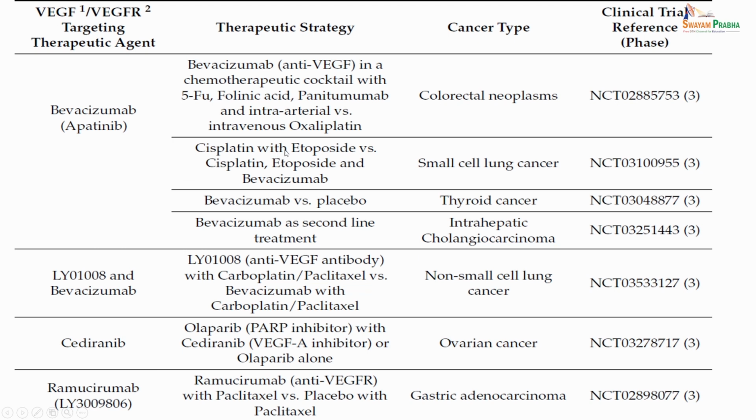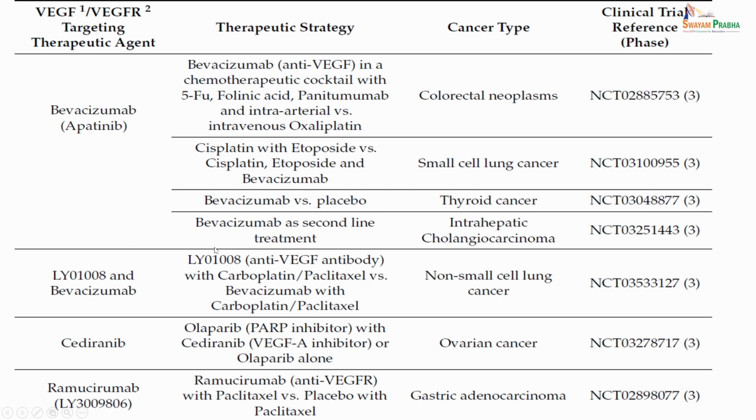Similarly, cisplatin with etoposide versus cisplatin, etoposide, and bevacizumab. This combination has been studied in small cell lung cancer. Bevacizumab versus placebo in thyroid. Bevacizumab as a second line treatment in intrahepatic cholangiocarcinoma has been done. Bevacizumab along with another anti-VEGF antibody LY01008 with carboplatin and paclitaxel versus bevacizumab with carboplatin and paclitaxel. So, this or that.